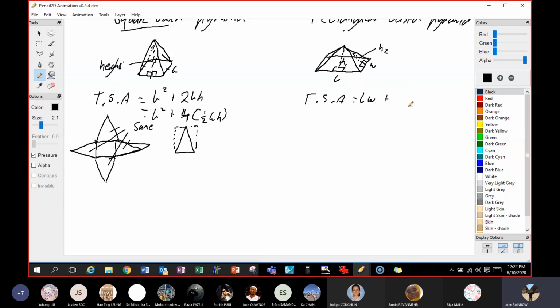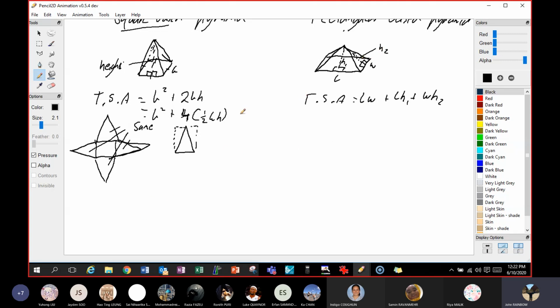Plus 1 lots of the length times height 1, because there's half of a triangle here and half on the other side. So that would just give you a whole rectangle. Plus width by the second height, which is this height here, height 2. So notice that that would also give it to you. Now that would give you the total surface area. So hopefully you can see how these rectangular pyramids would work. Now we don't cover that, but it gives you a bit of an idea.